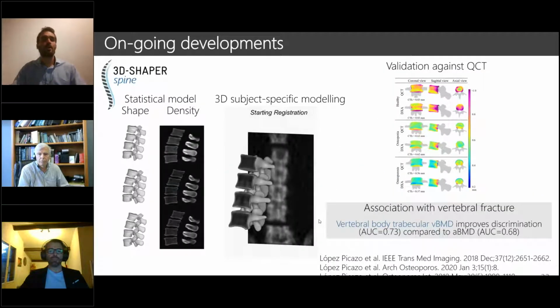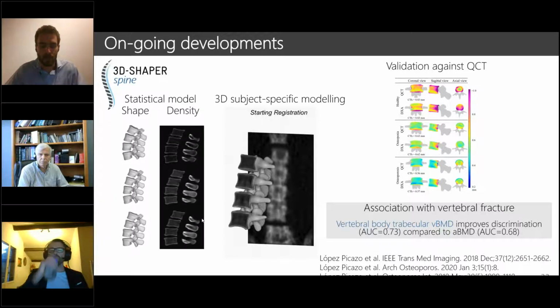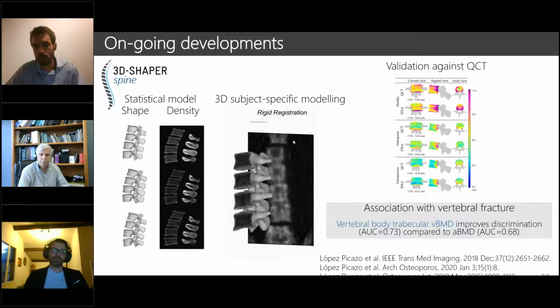And we are also developing a very similar application at the spine, 3D-Shaper spine. Here the idea is basically the same as what we've been doing for the femur: to have a statistical model of the shape and density, L1 to L4, and then register this model onto the AP DEXA scan of the patient. Okay, this is what you can see here in this video.